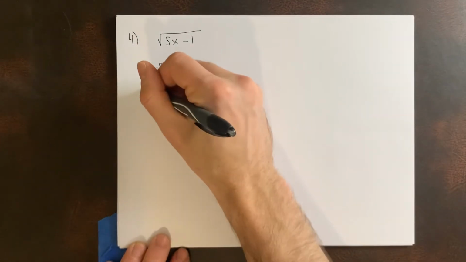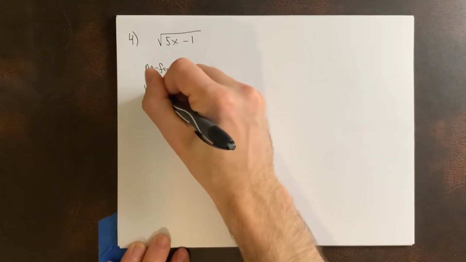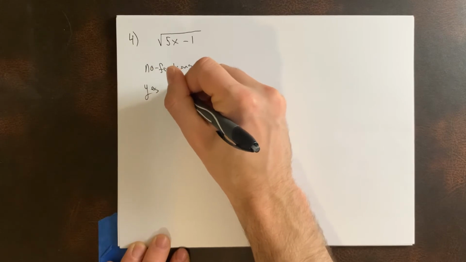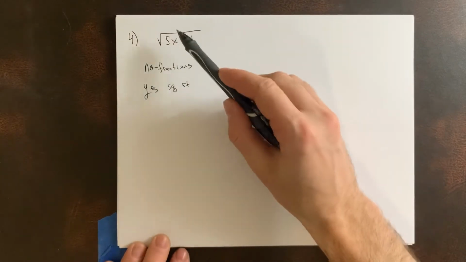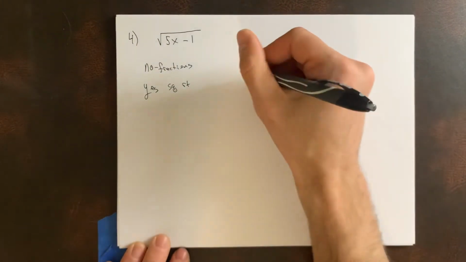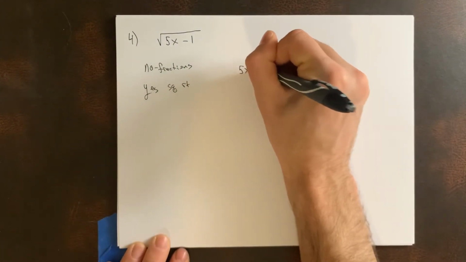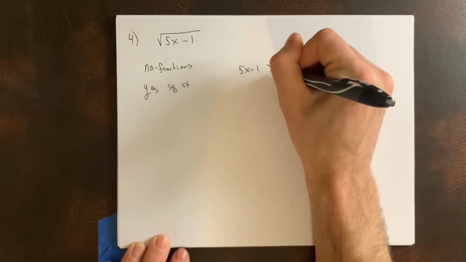But there are square roots. We see this whole thing as a square root. So yes to square roots. And then what we said before is when we have a square root, we just take the inside of our square root, so this 5x minus 1, and we just set it bigger than or equal to 0.